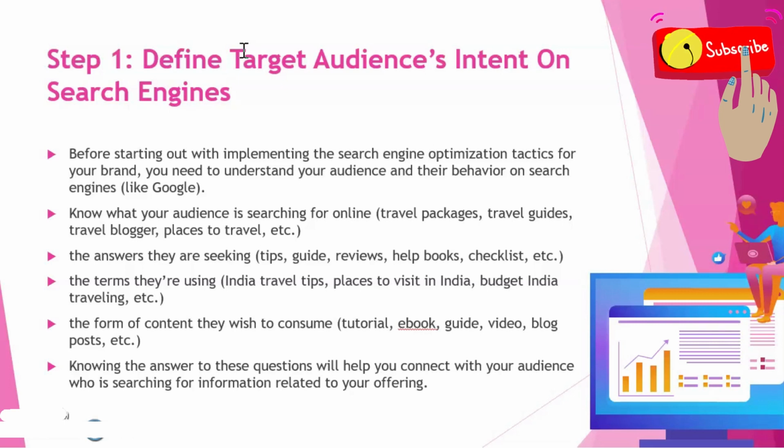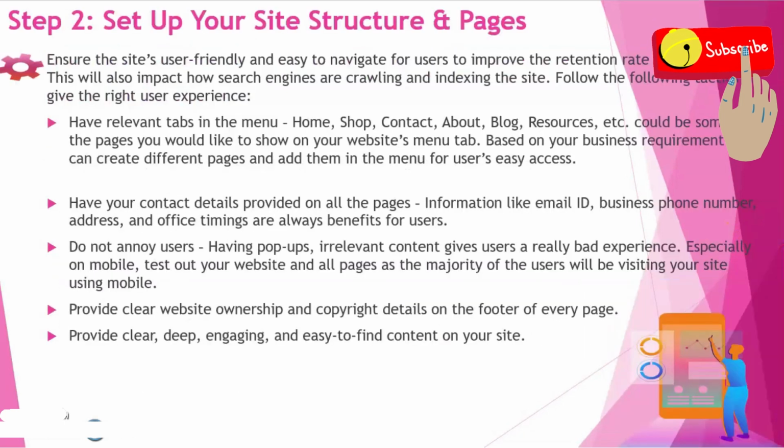For example, what are the keywords or phrases they are using, like Indian travel trips or places to visit in India. The form of content they wish to consume, like a tutorial, and whether they are interested in an ebook, guide, or video. Knowing the answers to these questions will help you to connect with your audience who is searching for information related to your offering. So in this way, you can target your audience.